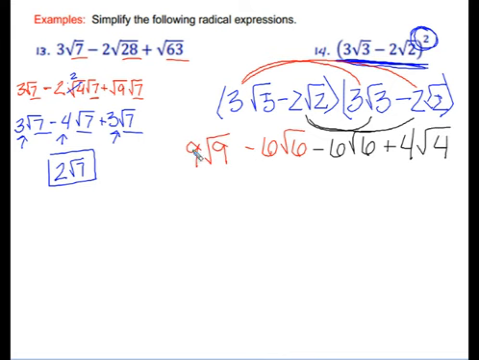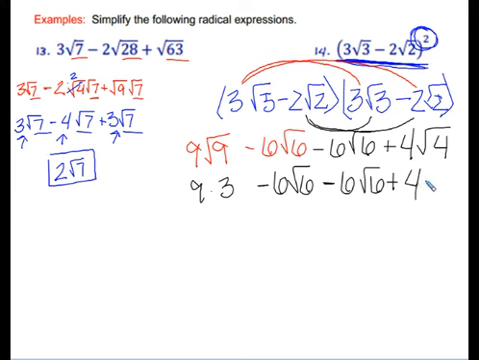So let's try to do some simplification. The square root of 9 can simplify to 3. So this is 9 times 3. And then we have negative 6 times the square root of 6. The square root of 6 does not simplify. So we can leave the second one the same as well.